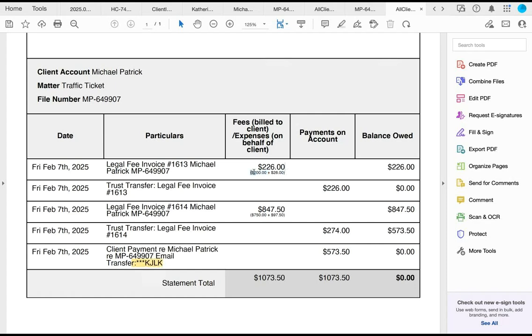Okay, so we also have the split up of the amount that is legal fee plus taxes. So you know what portion gets into your taxes account too.